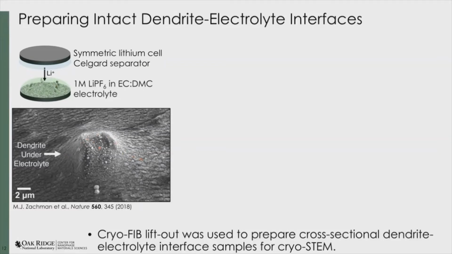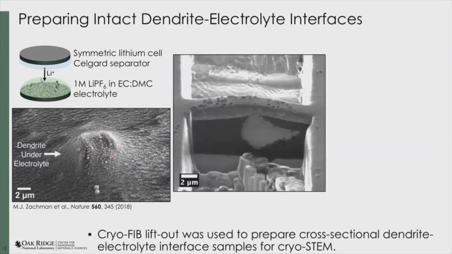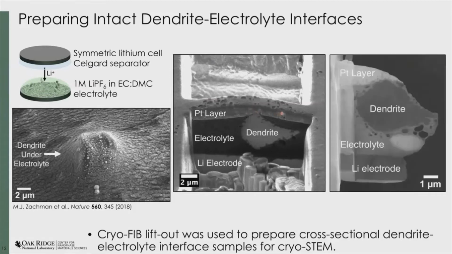So within these, you can mill into them and reveal what's inside. So this is one of the dendrites. It's embedded in an electrolyte above the lithium electrode. And we did use a platinum layer on top just to protect it before we started any of this. And then I'm not going to show you all the steps again, but this is the final product. So this is lifted out, attached to a TEM grid, and thinned down to electron transparency. So this will be the sample that we then transport to the cryo-STEM.